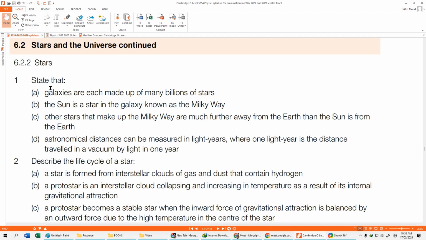State that, once again, you have to know this stuff, memorize this stuff. Galaxies are each made up of many billions of stars, not millions, not hundreds, not thousands, billions of stars. Important term, billions. The sun is a star in the galaxy known as the Milky Way. This is our galaxy. Other stars that make up the Milky Way galaxy are much further away from the earth than the sun is from the earth.